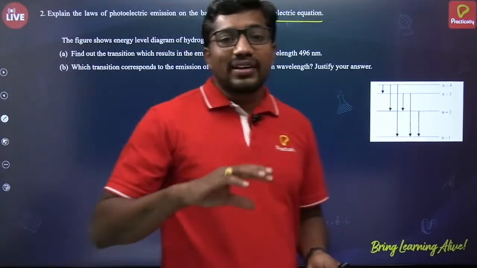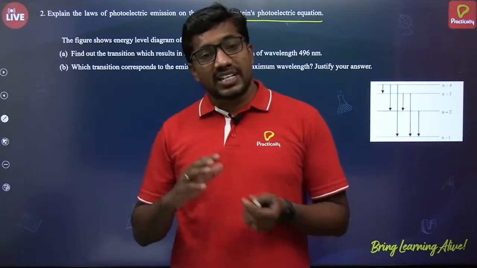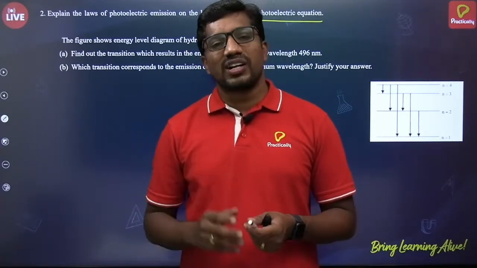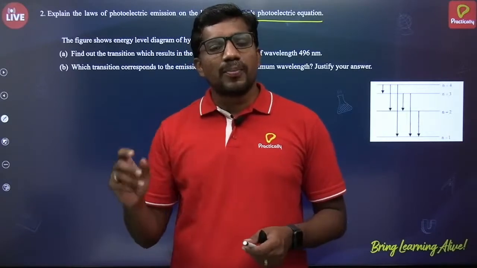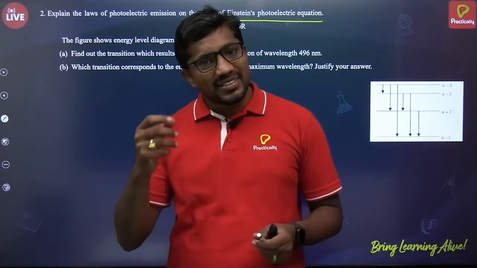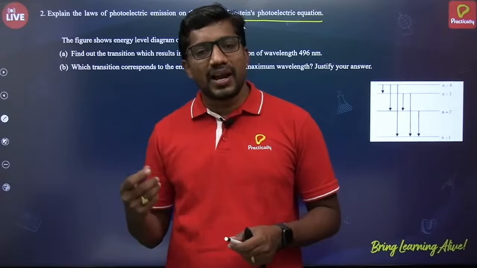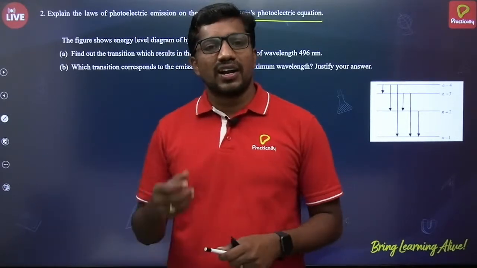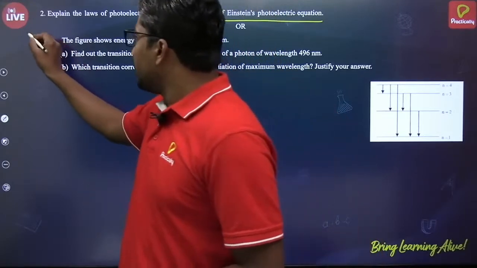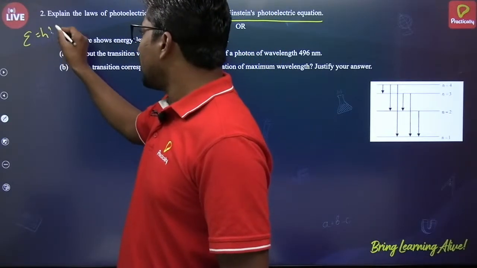The photoelectric effect is explained based on Planck's quantum theory. According to Planck's quantum theory, light is propagated in the form of small discrete packets, which we call photons, with each photon having an energy E equal to h nu. This we are aware of already.